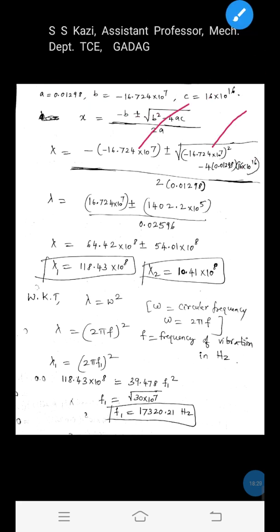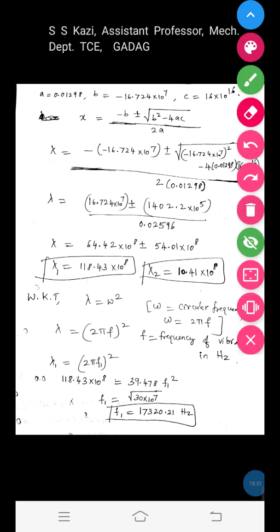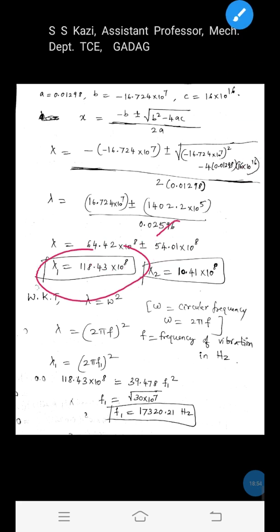If you substitute the a, b, c values here and calculate, you get plus or minus this ratio, this divided by this. We got the first ratio 64.42 into 10 raised to 8 plus or minus 54.01 into 10 raised to 8. If you do plus, you will get the first eigenvalue lambda 1 equal to 118.43 into 10 raised to 8, and if you do the subtraction, minus, then lambda 2, the second eigenvalue, we got 10.41 into 10 raised to 8.